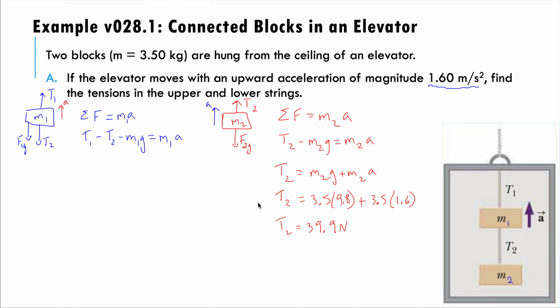Now we have enough information to solve for T1. We can plug this T2 in this equation. Well, let's get T1 by itself first. T1 equals T2 plus M1G plus M1A.